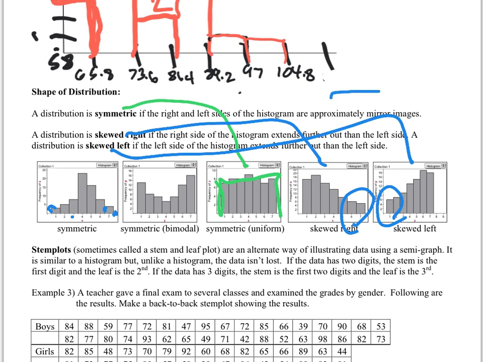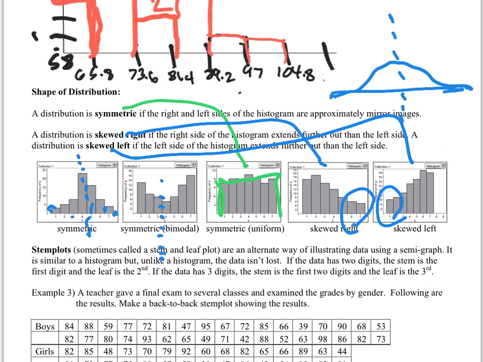Even a perfect normal curve is symmetrical because it's got a mirror image. If you cut it in half, you could fold it over, and this is the same picture as that picture. So this could be cut in half here, and it's almost the same. It's not perfectly symmetrical, but it's close enough for government work. It'll pass. How about this?